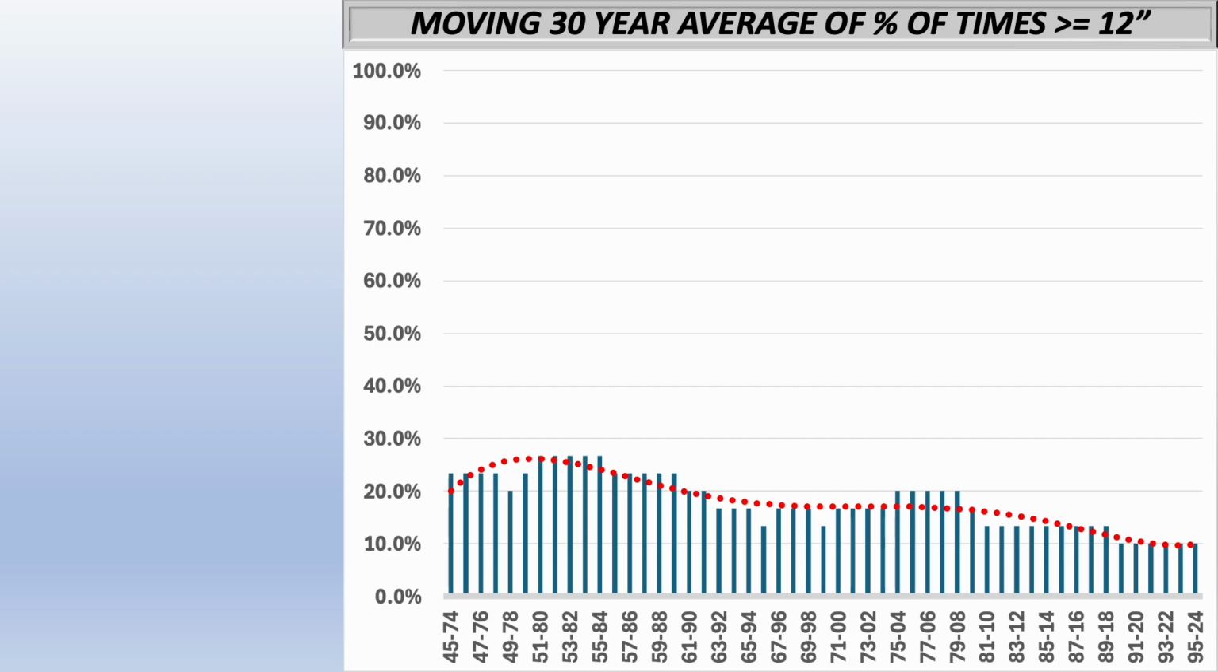And finally, the chance of a seasonal snowfall total being more than a foot was, mid-50s to mid-80s, up about 25, 26%, and it's now down to about 10%. So there's been a significant drop-off in each one of these categories, as well as the 30-year average.